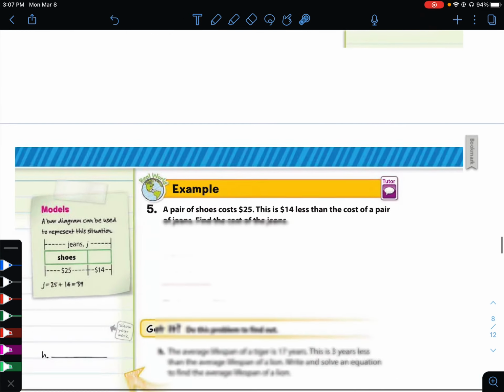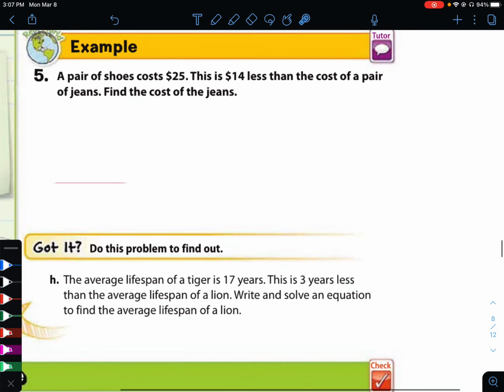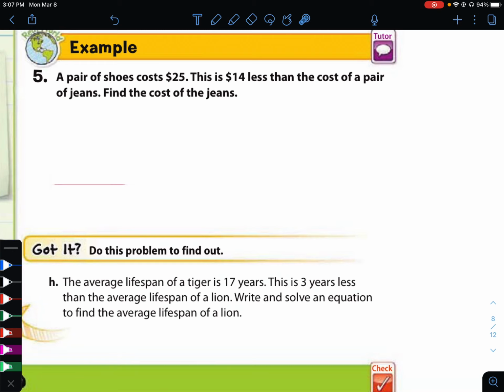And finally, in example number 5, we always go back to a word problem. In example number 5, it's saying that a pair of shoes costs $25. This is $14 less than the cost of a pair of jeans. Find the cost of the jeans. Now we don't know what the cost of the jeans is, so this is what we are going to represent as our variable. Now take a look at these words. When you say $14 less, this means minus 14.